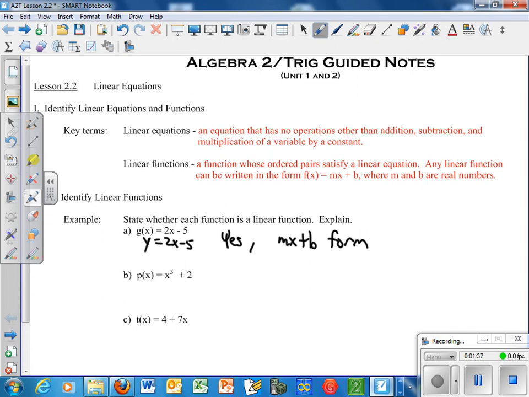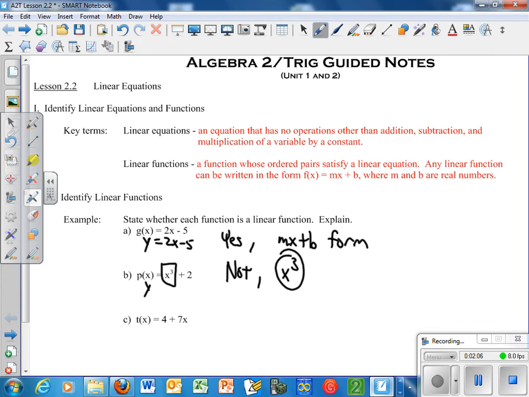The second one, if you notice right here, and again, if you want to think of p of x being like a y, so y equals x cubed plus 2, you have x cubed. That is not a linear function. So that is not a linear function, and it's because you have the x cubed on there. Linear functions only have variables to the first power.